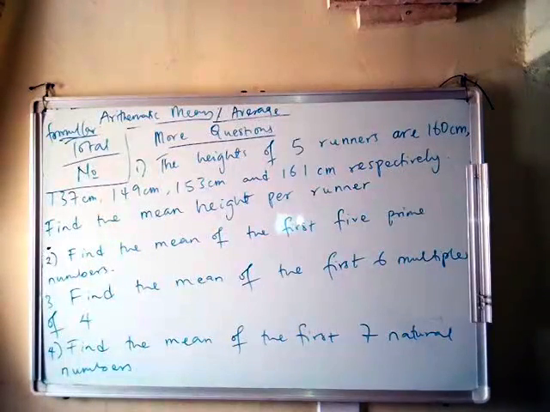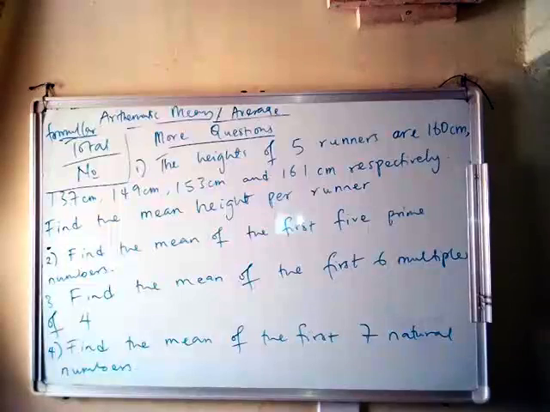The first question says the heights of 5 runners are 160 centimeters, 137 centimeters, 149 centimeters, 153 centimeters, and 161 centimeters respectively. That word respectively is always used in mathematics to tell you that they follow in a pattern. So 1, 2, 3, 4, 5. So they keep rising like that, in form of 1, 2, 3, not 1, 3, 7. So they are rising in a pattern. So that's what respectively means. So it says find the mean height per runner.